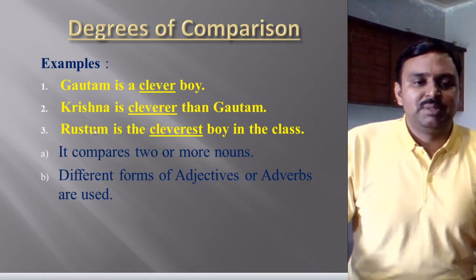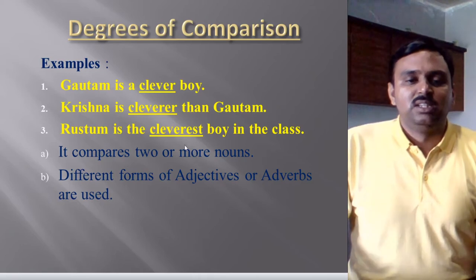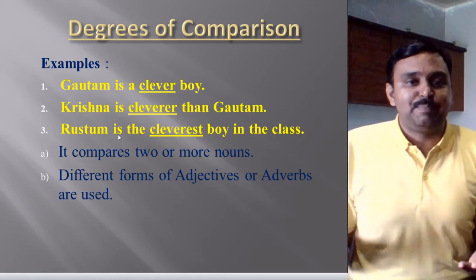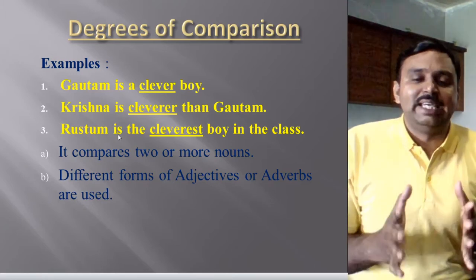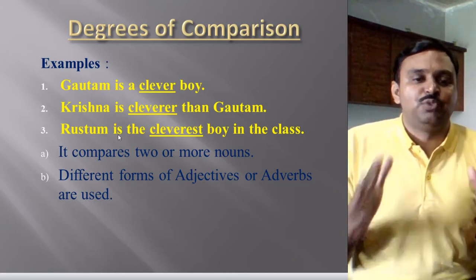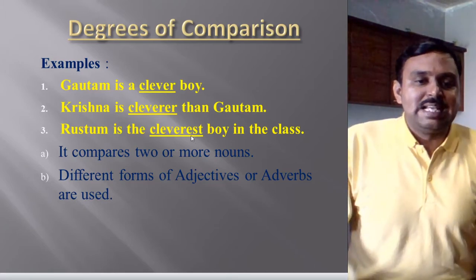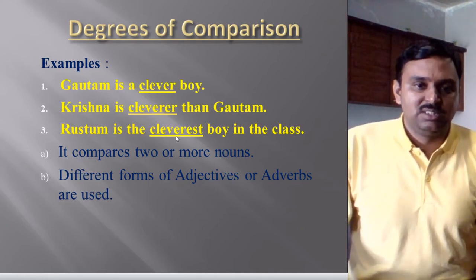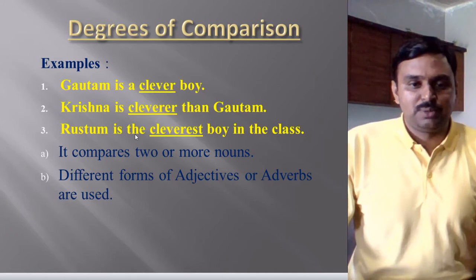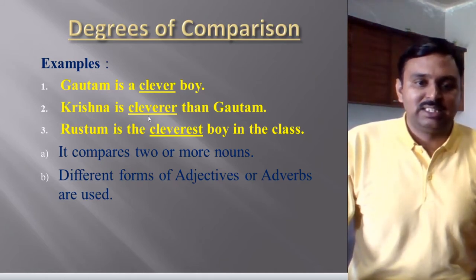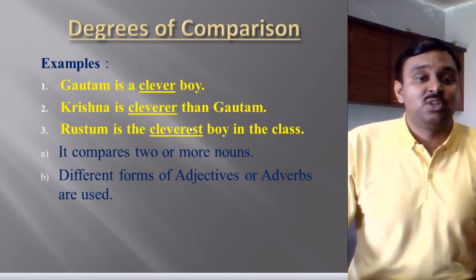And here in number three, Rustam is the cleverest boy in the class. So here Rustam is compared with all the boys, not with one or two. So he is the cleverest boy of all. We have used the est form here, that is cleverest. The third form of the adjective we have used, and before that the is used. I will tell you which forms they are and which degrees we call them.